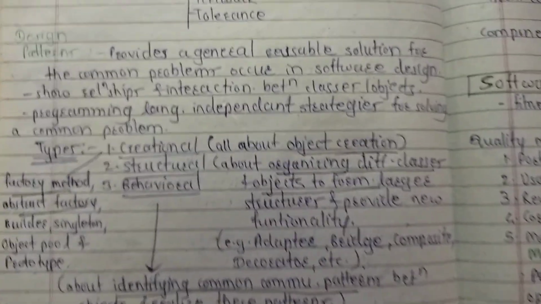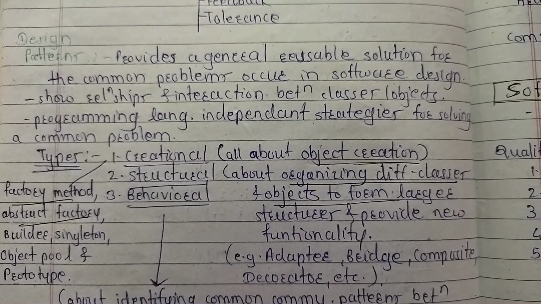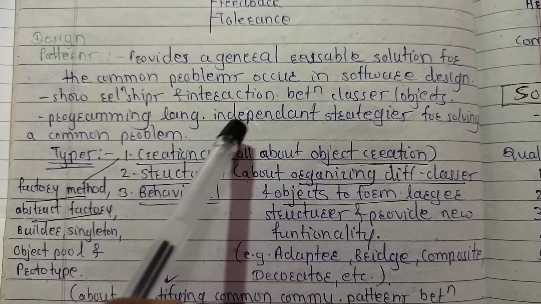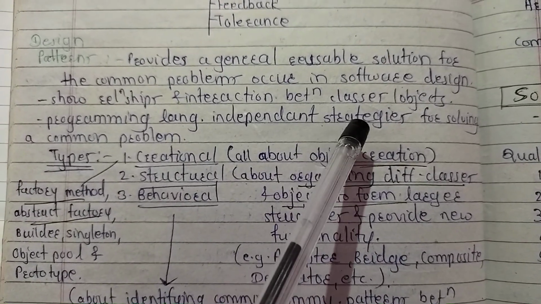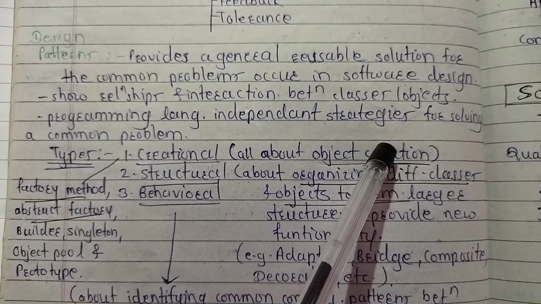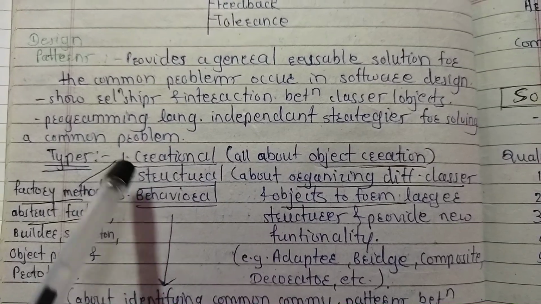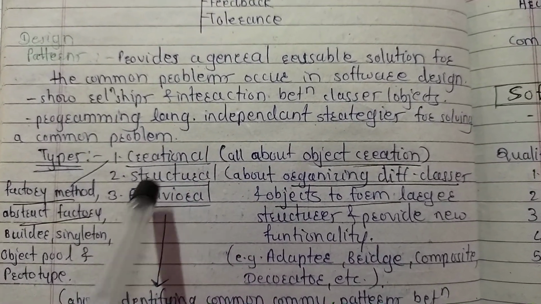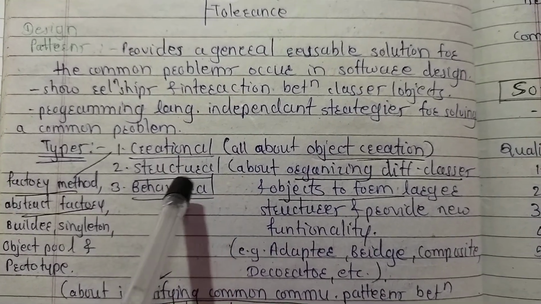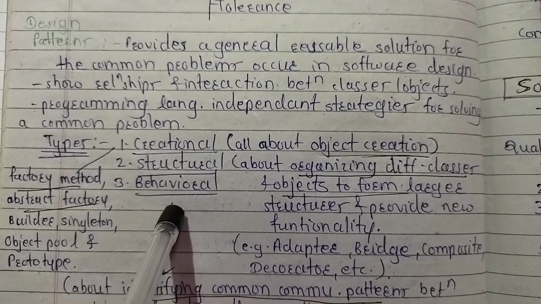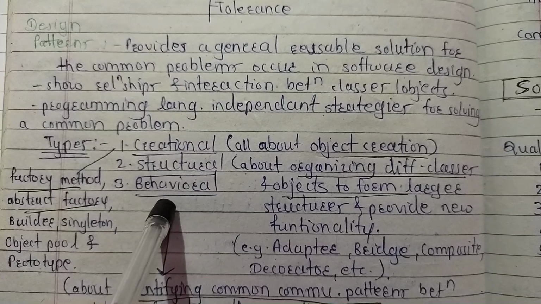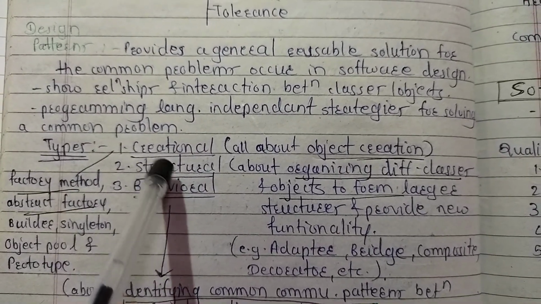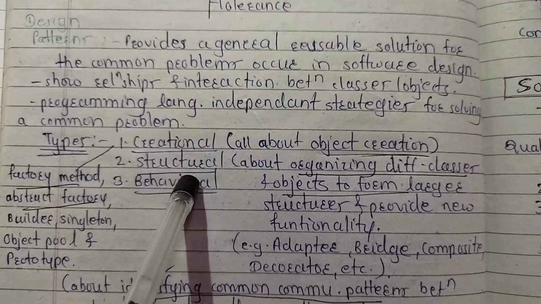Now next is design patterns. What are design patterns? They show the relationships and interaction between classes or objects. Design patterns are programming language independent strategies for solving a common problem. There are three types: creational, structural, behavioral. Remember it as BCS. We are BCS students, so B for behavioral, C for creational, S for structural.